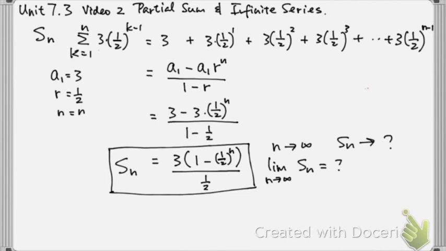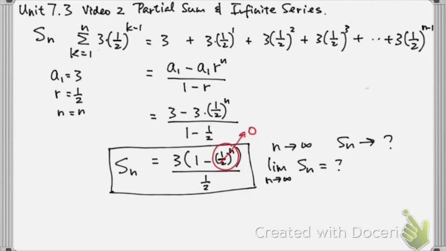I'm going to switch to my red again. Let's take a look at this term here, 1/2 raised to the power of n. 1/2 is a number that is less than 1. And if you multiply a number less than 1 by itself many, many times, the more times you multiply, the smaller the value becomes. So when n becomes infinitely large, 1/2 to the power of n basically approaches 0.